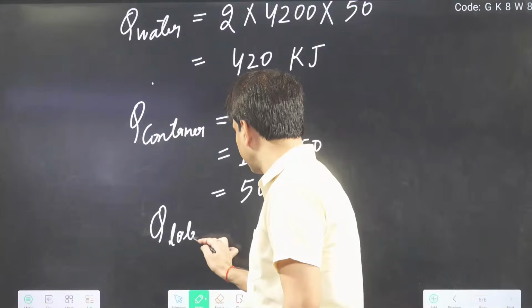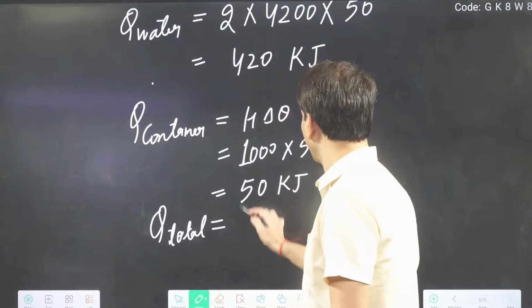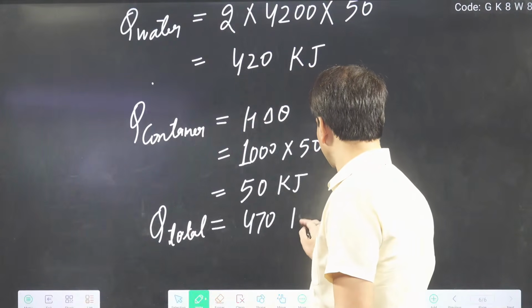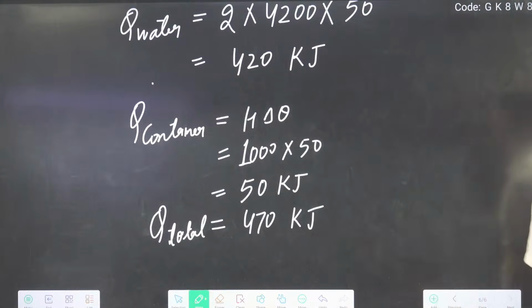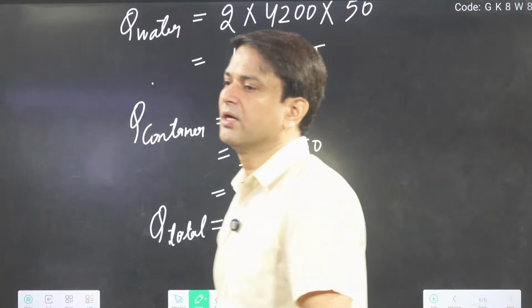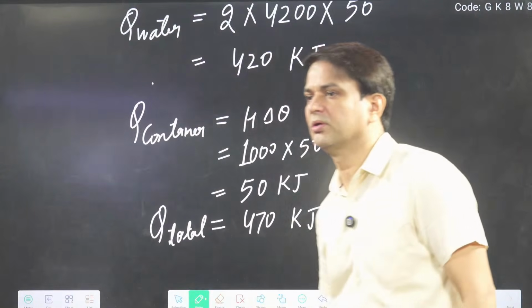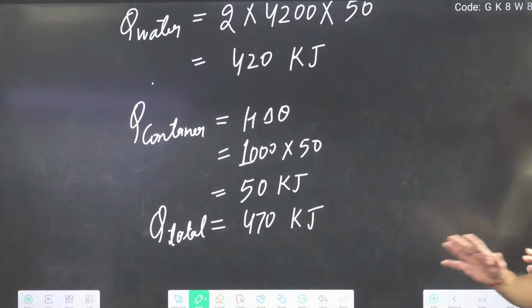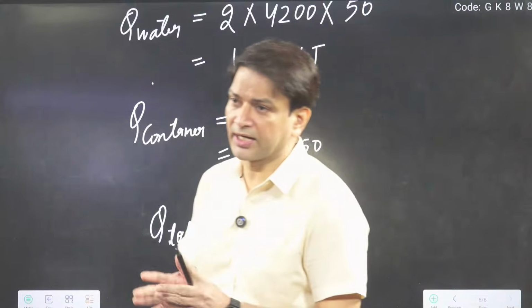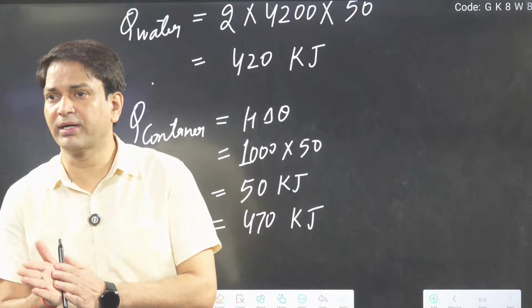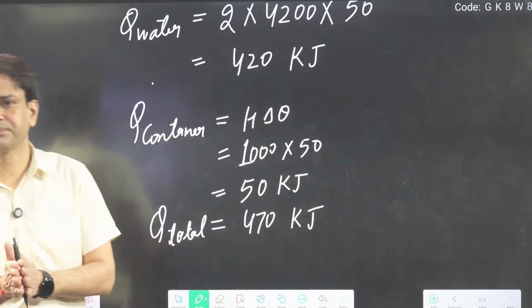Now what is the total heat absorbed? Total heat required, so total heat I can say is 470 kilojoule. What is the total heat required for this? 420 plus 50, that will be 470 kilojoule. If I have not given any data for the container, then directly we can take the heat absorbed by the container as 0.